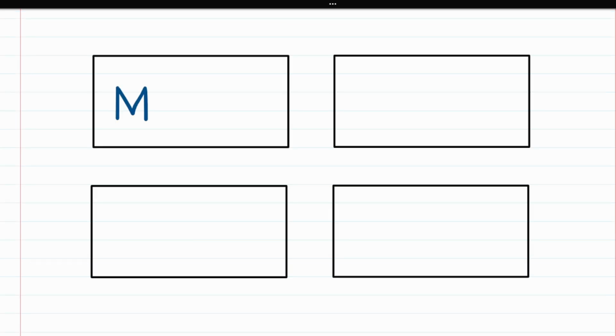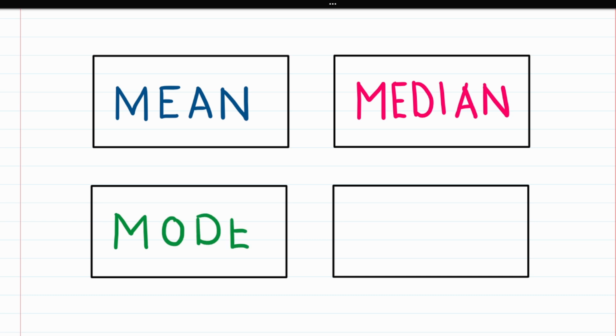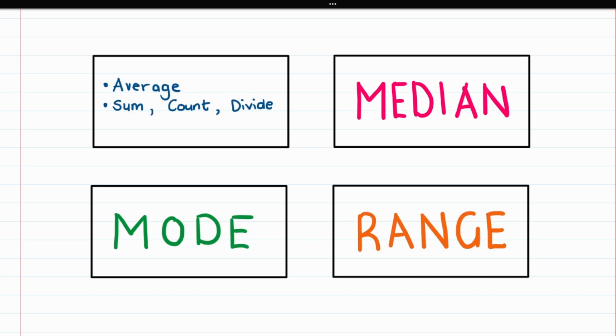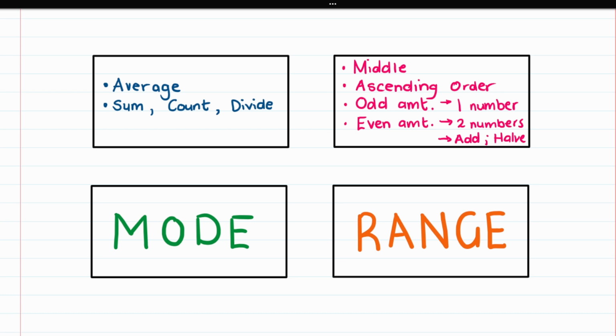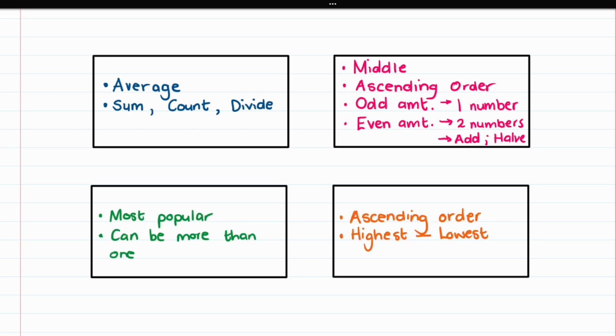The hardest part of this is remembering which words, mean, median, mode, or range, require which approach. The best way to consolidate this information is to make use of flashcards with the basics on the back. And then, of course, once you have committed this to memory, practice makes perfect.